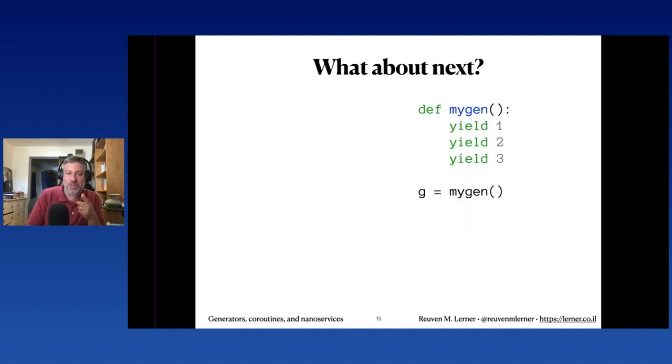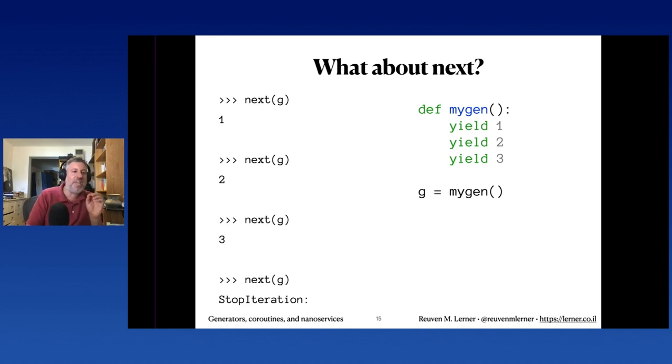So what happens with next? Well, on the right here is my generator function body: yield 1, yield 2, yield 3. So what happens if I take g equals my gen, and I say next on g? See what happens? It returns 1. And then we run next on g, we get 2. And then we run next on g, we get 3. And then we run next on g, and we get the StopIteration exception.